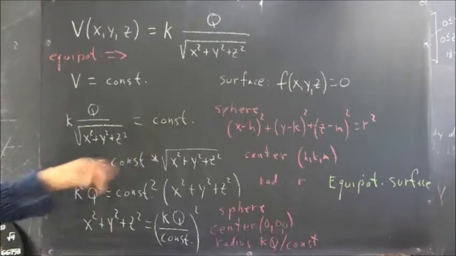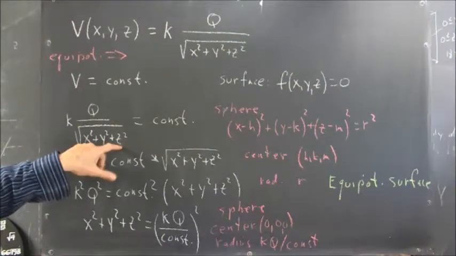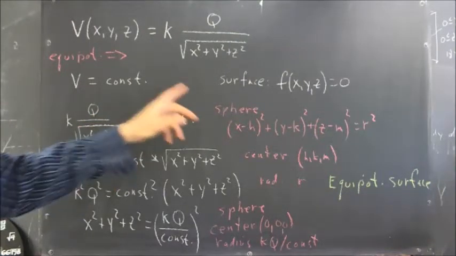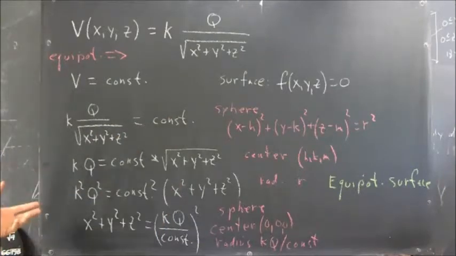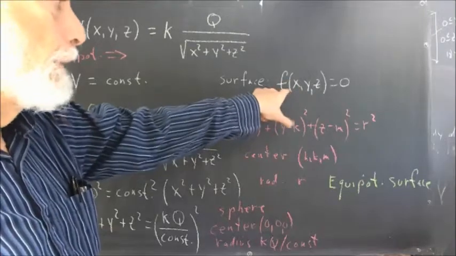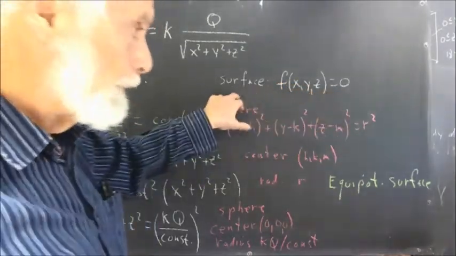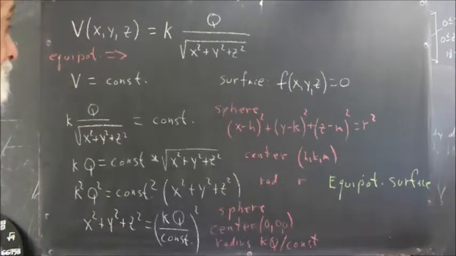We could write this equation kQ over the square root of x squared plus y squared plus z squared, minus the constant, equals 0. So we know that this is a surface because, in general, for a continuous function f of x, y, z, f of x, y, z equals 0 gives us a surface in three-dimensional space. And we want to identify that surface.